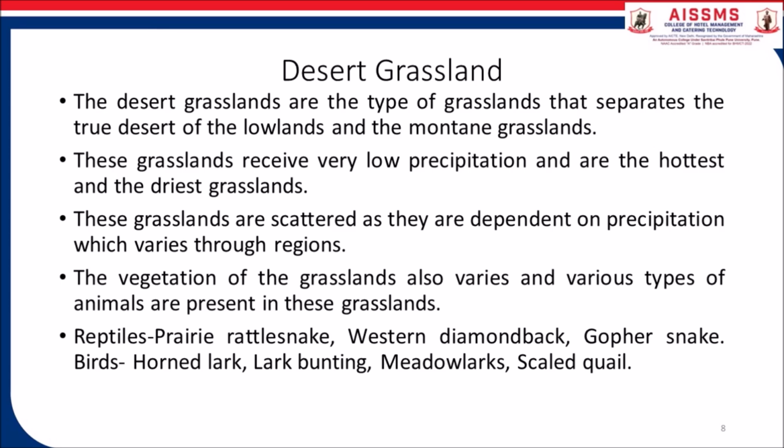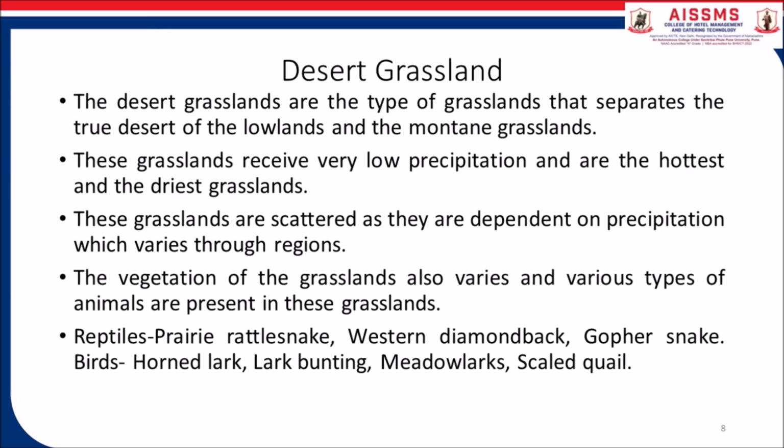Last grassland system is known as desert grassland. The desert grasslands are the type of grassland that separates the true desert of the lowland and the mountain grassland. Furthermore, these grasslands receive very low precipitation. As a result, these are the hottest and driest grasslands. These grasslands are mostly scattered as they are dependent on the areas of rainfall, since the precipitation varies from region to region. Therefore, the vegetation of these grasslands also varies.